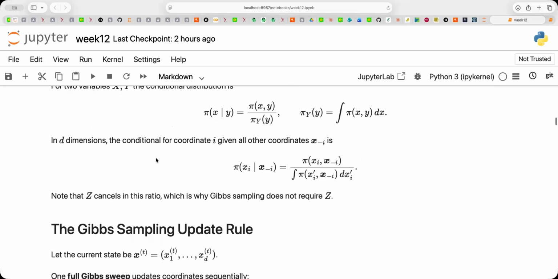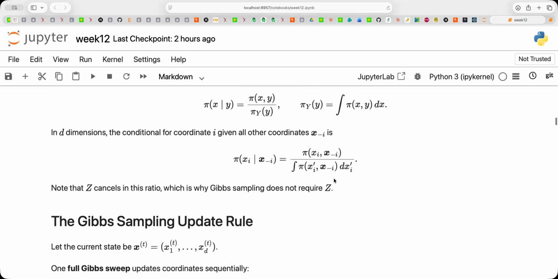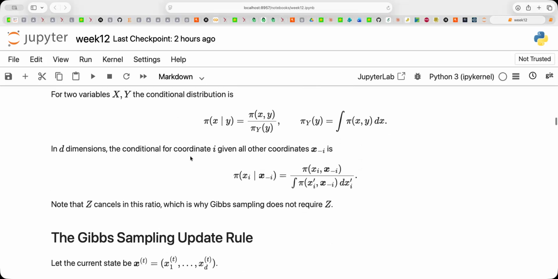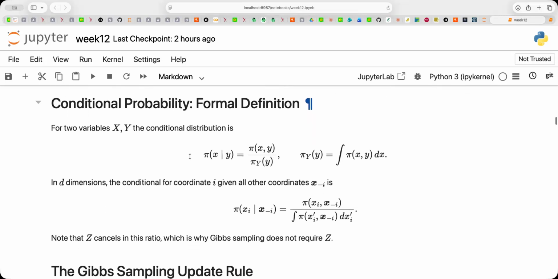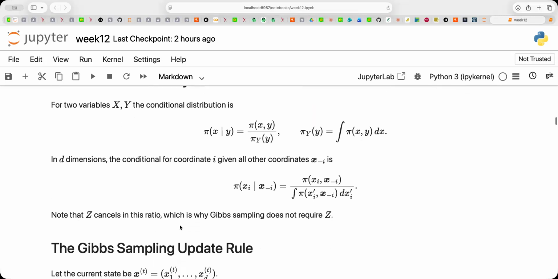If you then look at d dimensions, the conditional probability for coordinate a, given all other coordinates, is given by this quantity. Now, this Z which you have cancels in this ratio, which is why Gibbs sampling does not require the normalization constant, because the normalization constant is in here, and it's a constant, right? So you see it cancels.